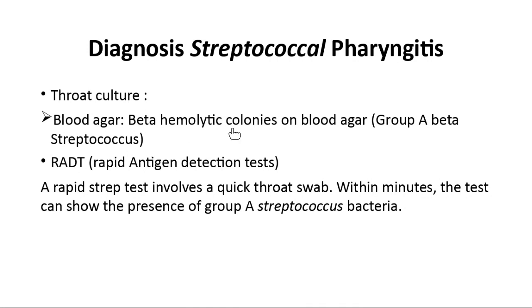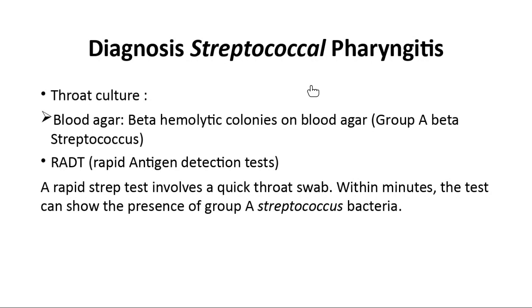Clear? For confirmation, you perform the microscopy, which is the Gram stain, as well as the RADT, which is called the rapid antigen detection test. This test involves a quick throat swab. Within minutes, hardly 10 to 15 minutes, you will find the results. So it is a very rapid test. After 10 to 15 minutes, you will confirm that the sample shows the presence of group A streptococci.